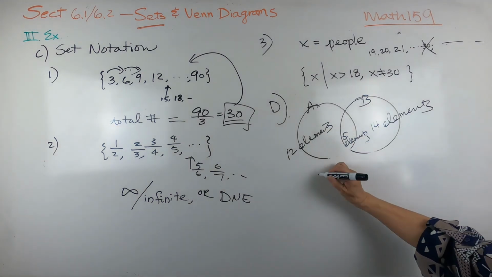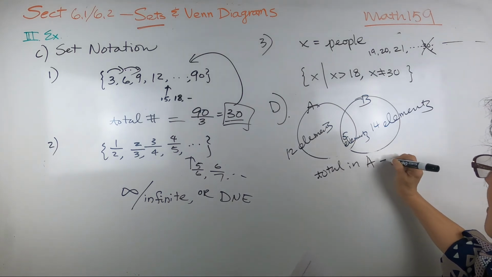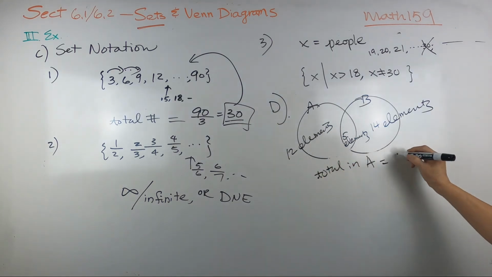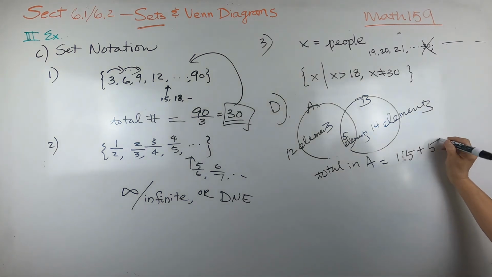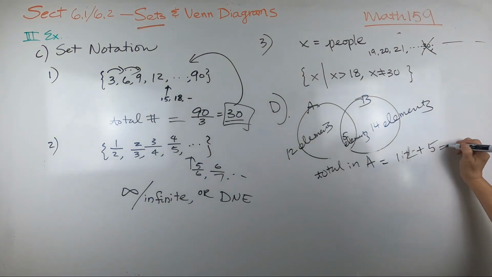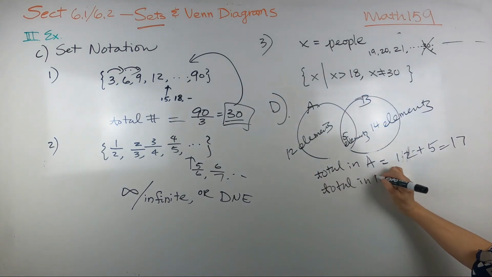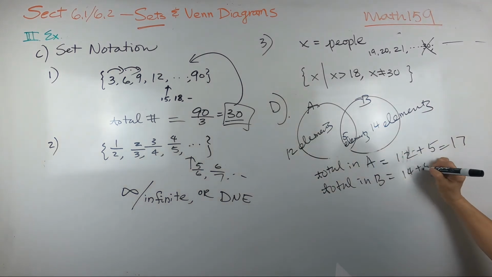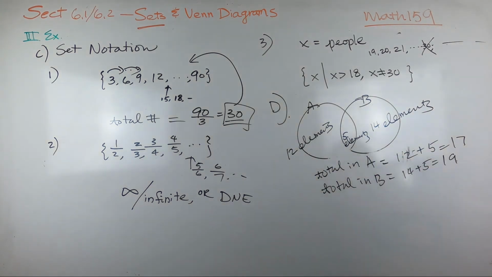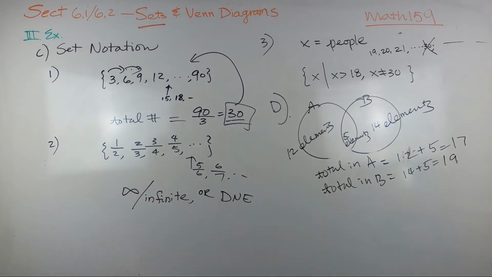So what's in A? So total in A would be what? You have 12 and 5. That would be 17, right? 12 plus 5. So it's 17. How many elements in the B? In B would be what? Besides 14, you have 5. So 14 plus 5. You have 19 elements in there. We're just counting the cardinal numbers.